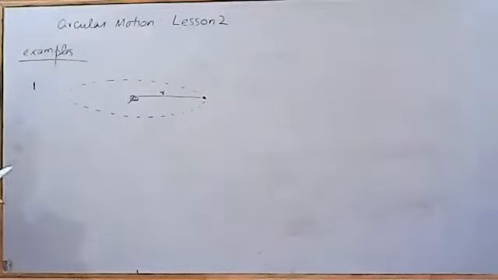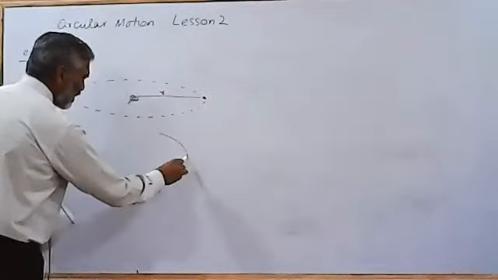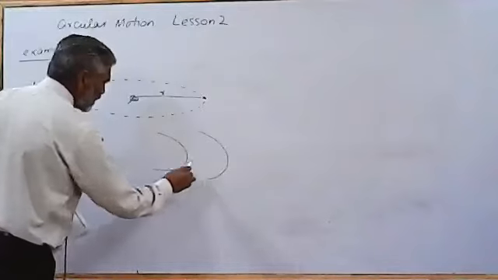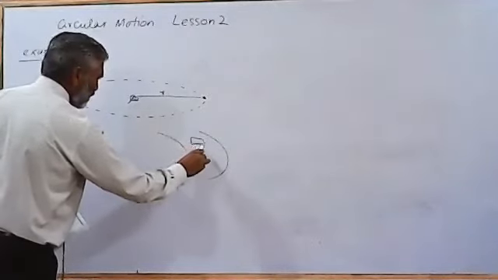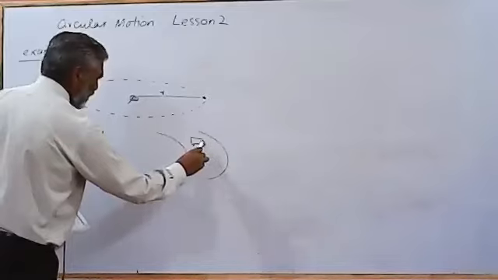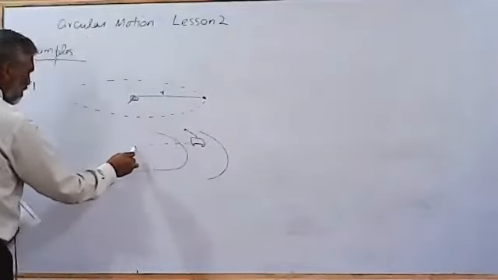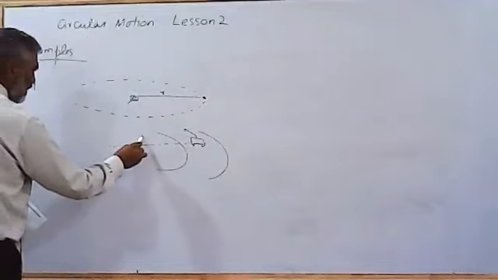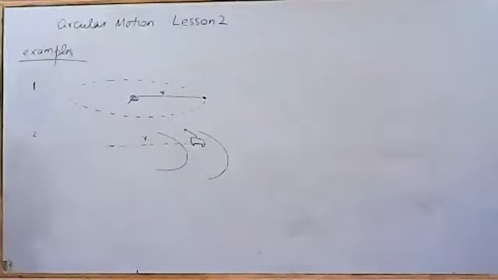The familiar example. Another example of circular motion is a car taking a turn. It may be a horizontal road like this, on which a car is moving away from you. You are seeing it from behind, and the car is moving in this manner. And this may be the radius of the circle in which the car is moving. It could be several kilometers large radius.